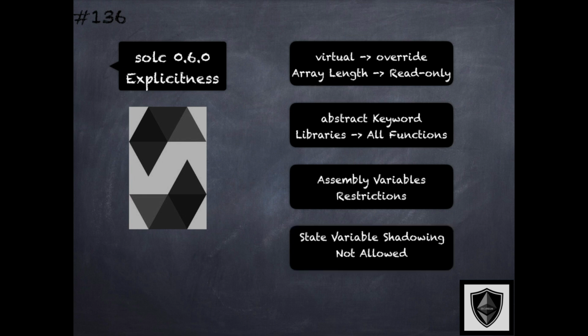The other big change was state variable shadowing being removed. State variable shadowing is when you have state variables in the base contracts that are shadowed in the derived contracts, or the derived contracts have state variables with the same name as the base contract. This can be confusing, results in ambiguity, and has impacted the security of smart contracts. So with 0.6.0, this aspect of shadowing was not allowed henceforth.